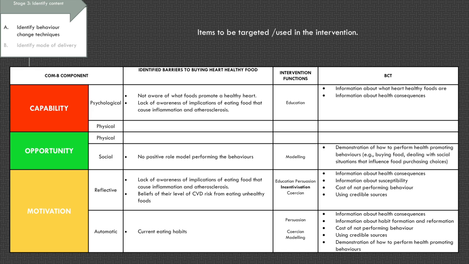Also, people at risk of cardiovascular disease are not aware of the health consequences of buying and eating unhealthy food. So what I will do is provide some information on the health consequences of eating unhealthy food from credible sources again. Again, research papers, health professionals, peers, things like that. What else?